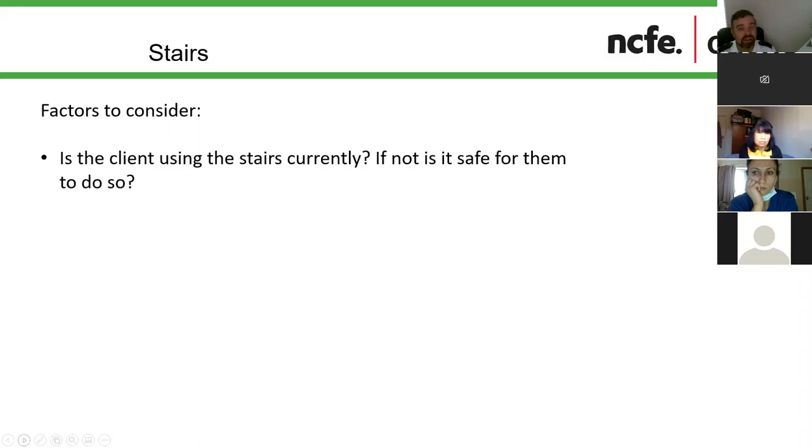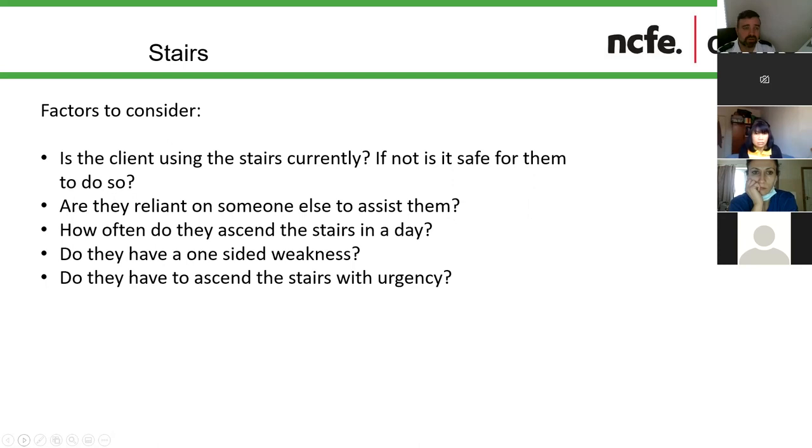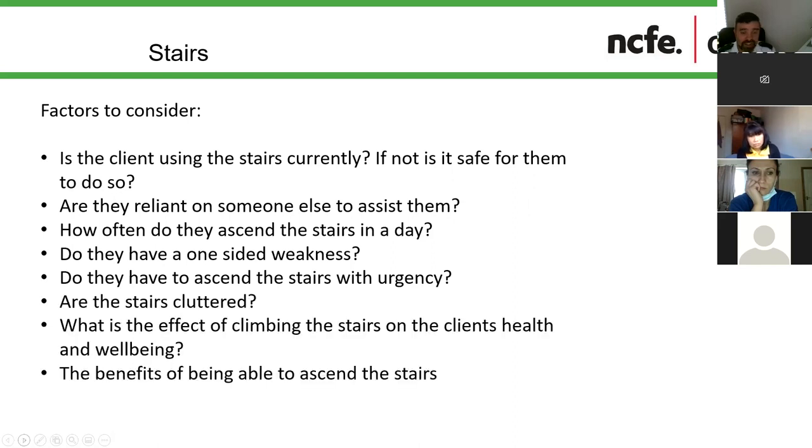Stairs, factors to consider with stairs. So first of all, is the client using the stairs correctly? Is it safe for them to do so? Are they able to do it with assistance? How often do they need to use the stairs? Do they have a weakness down one side? And how do they ascend the stairs if they need to urgently? Are the stairs free? Think about the health and well-being and the benefits for them to use the stairs.